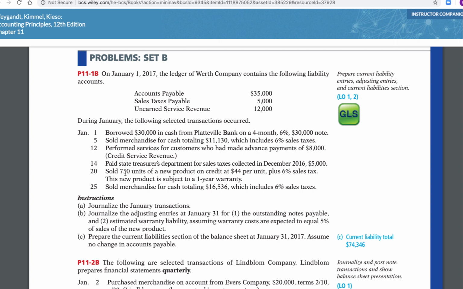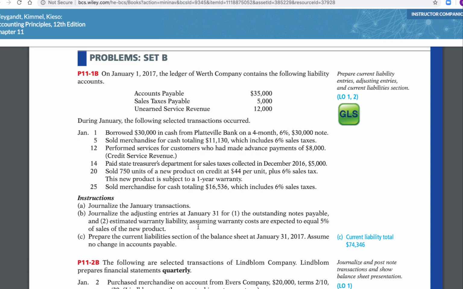So we already did part A. We journaled everything, right? Now what we need to do is we need to do our adjusting entries, okay? So let's think about that. Well, what do we need to adjust for? We need to adjust for interest for the month, and we need to adjust for that warranty expense, right? They tell us here that the estimated warranty liability, assuming warranty costs are expected to equal 5% of sales of this new product. We have enough information to do our adjusting journal entry to recognize the warranty expense, okay?